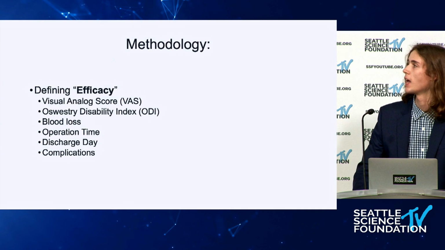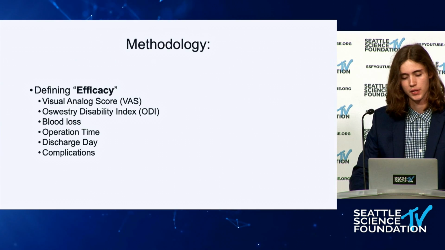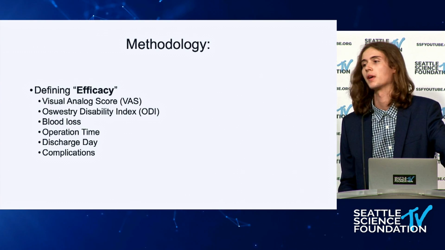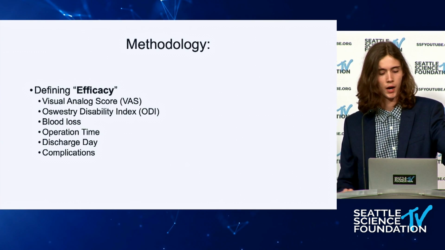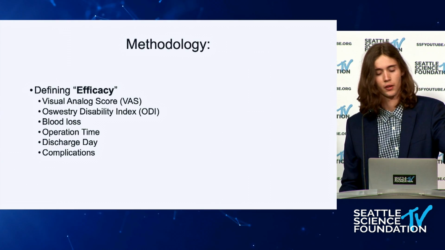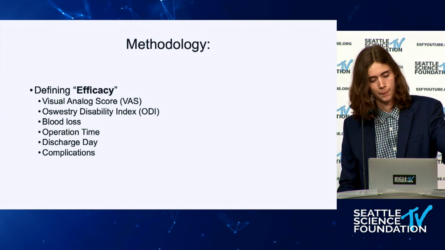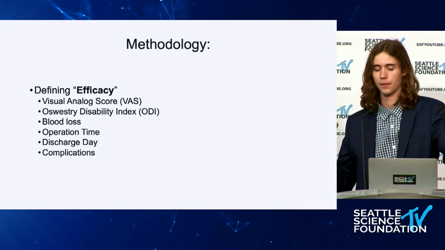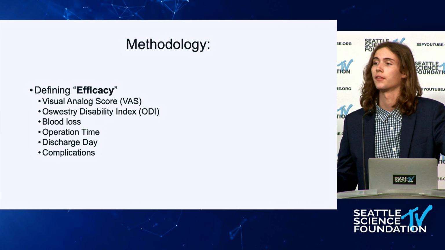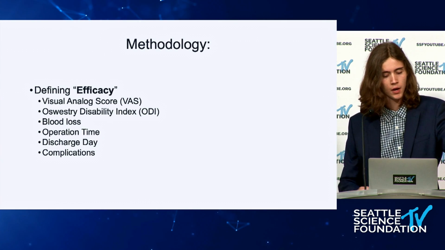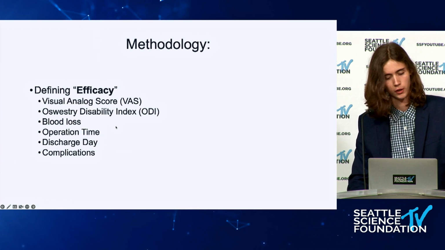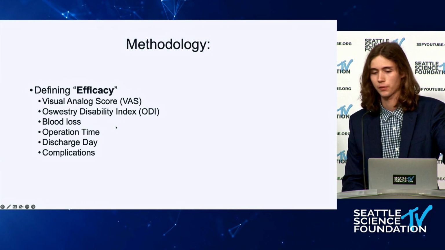Well, how do we define efficacy? Well, I used 6 metrics. Visual analog score is basically a rating from 0 to 10 typically. That's a way for doctors to gauge pain. Oswestry Disability Index, which I'll refer to as ODI, is a measure of inhibition, or the amount that their daily lives are impacted by lower back pain, along with blood loss, operative time, discharge days, so how long they're in hospital overall, and complications they experience.